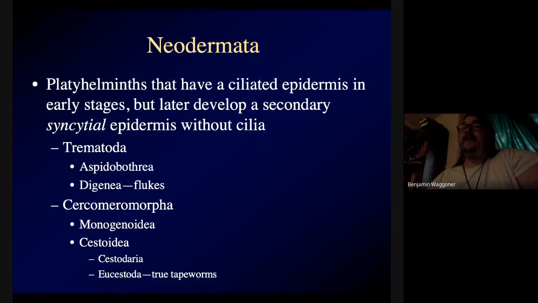That's a syncytium. And there's a number of members of the animal kingdom that have one, but that syncytial epidermis is what defines the Neodermata. That's what the name refers to, the ones with new skin, because they develop this unique epidermis that other flatworms don't. And we classify these guys now into Trematoda and Cercomeromorpha. Trematoda includes the flukes, which are in a group called the Digenea, and we'll start getting into those guys on Friday. And a small group we'll look at briefly today called the Aspidobothria, which isn't all that diverse.